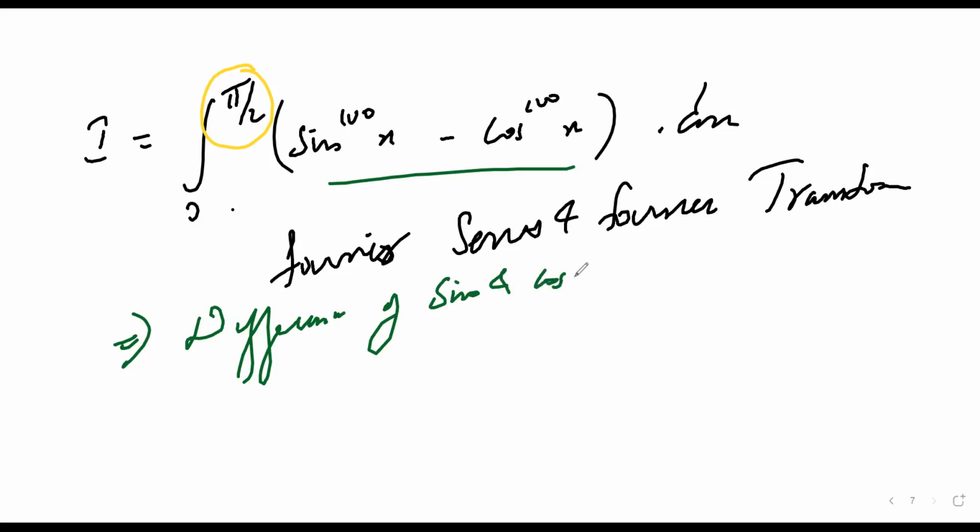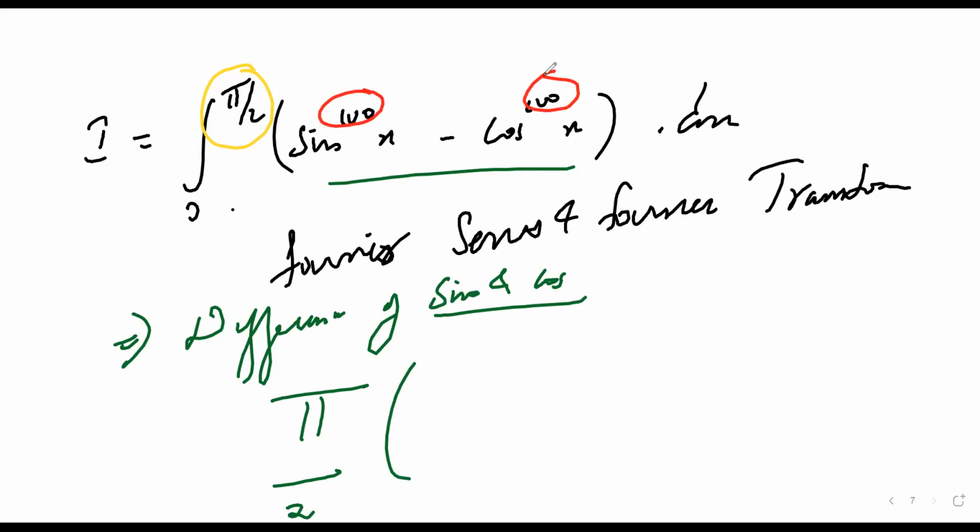Again, you'll be learning this in your second year of engineering. There are a lot of formulas in this, and one of them is this. So you just put what? Pi by 2, correct? And what is the degree of this? The degree of this is 100 and 100. We just subtract.